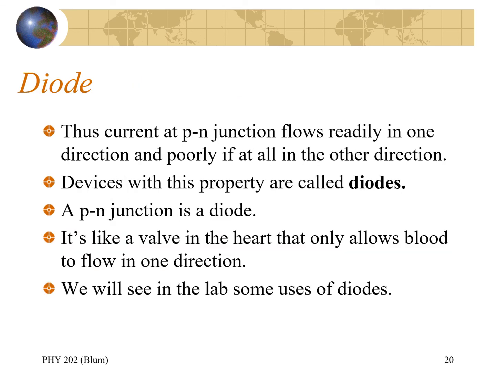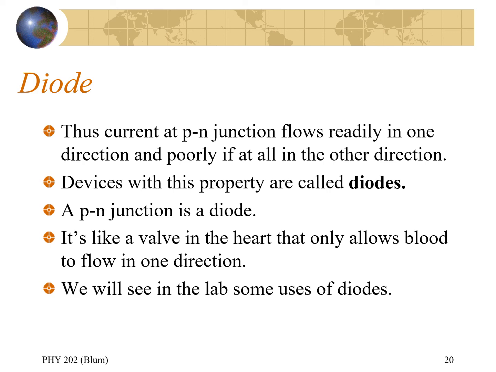Thus, with a p-n junction, we get current flowing easily in one direction and poorly or not at all in the other direction. Devices that have this property are known as diodes. So basically, a p-n junction is a diode. It's got a similar function to a valve in a heart. A valve in a heart lets blood flow in one direction but not in the other.